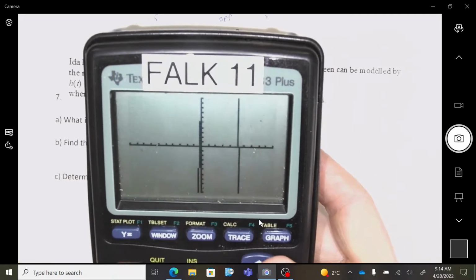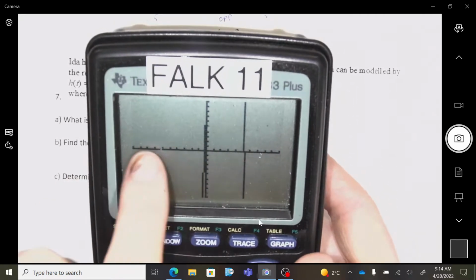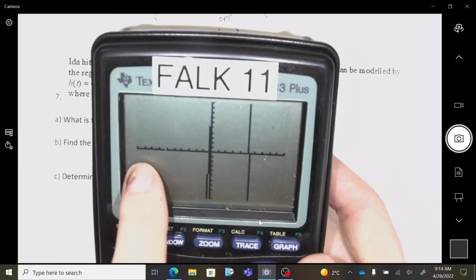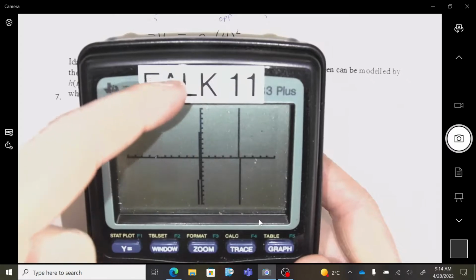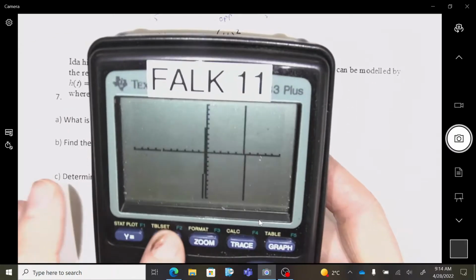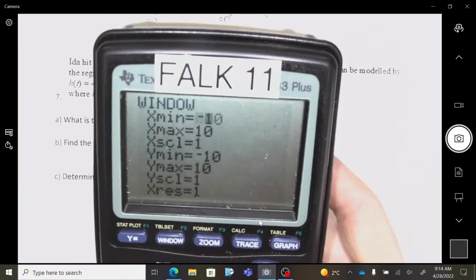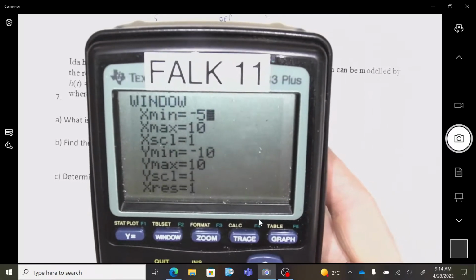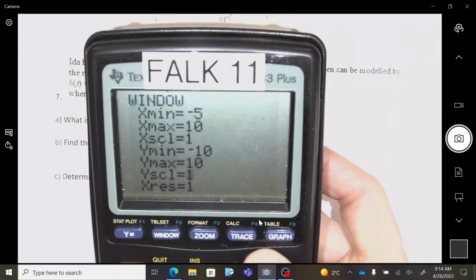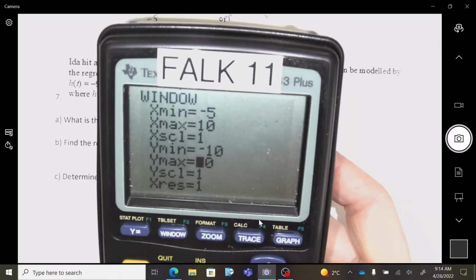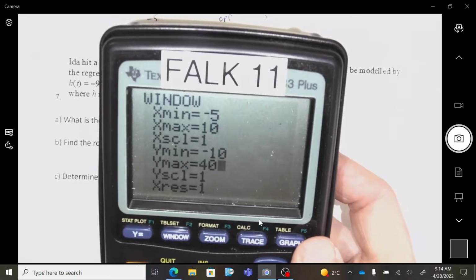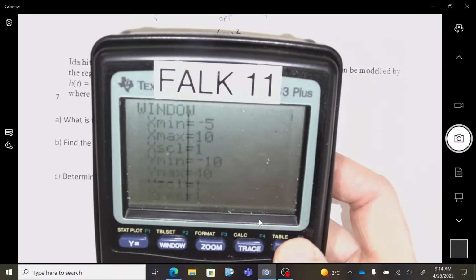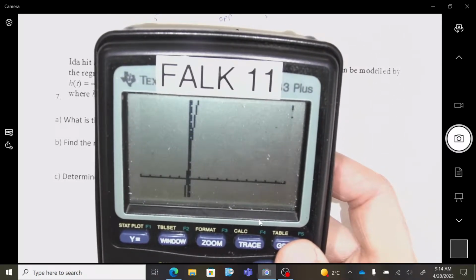Okay, so when I look at the window, I don't really need all this negative x. So I think I'm going to chop it off at -5 here, and I'm going to make it higher. So window, x, -5, low, y max, I don't know. What do you want to try? 40? Don't know. We'll just guess 40 and we'll play around. Let's see.